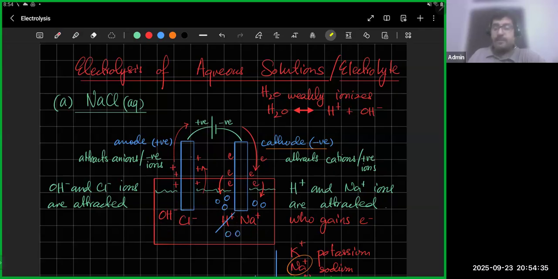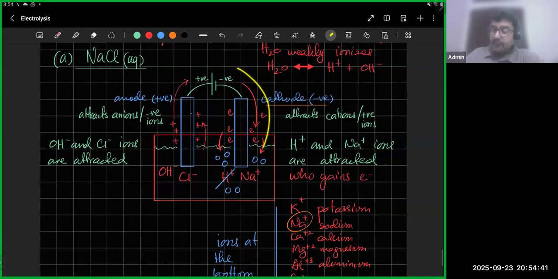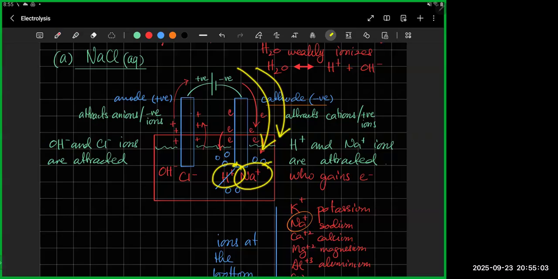And so now you've got competition. The battery is throwing electrons, and now you've got two options. Either it's sodium that's going to gain electrons, or it's going to be H+1 that's coming from water that will gain electrons. So how do you decide who gains electrons? Because one of them has a greater tendency to gain electrons. And who decides that? That can be found out from the reactivity series.